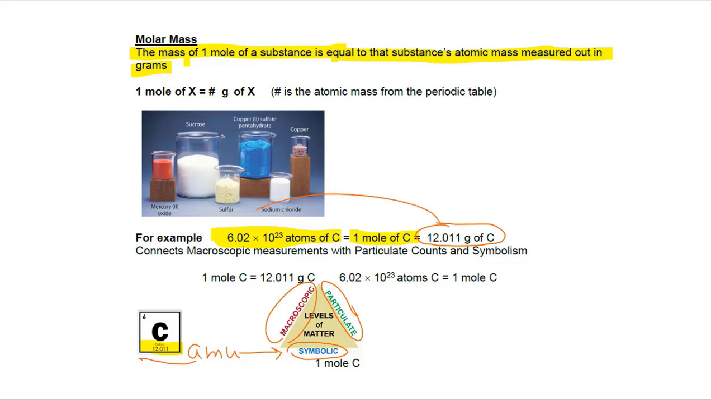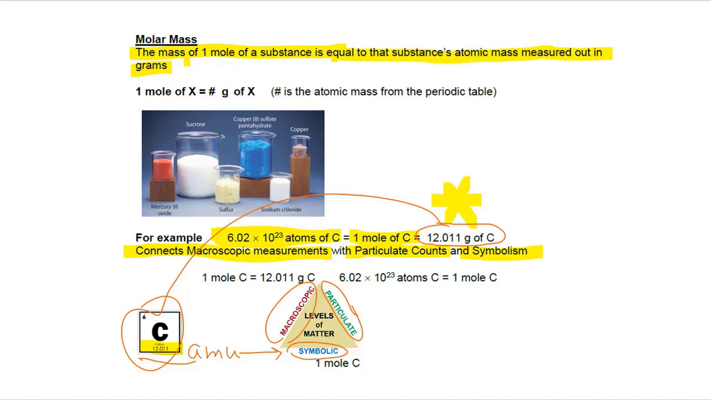So do you see the connection that we can get the mass of 1 mole of something right from the periodic table? What's also kind of cool is by doing this, we're connecting the macroscopic measurements from the scale with particulate counts, because we have 6.02 times 10 to the 23rd atoms, and we're able to connect it to the periodic table, the symbolism aspect of it.